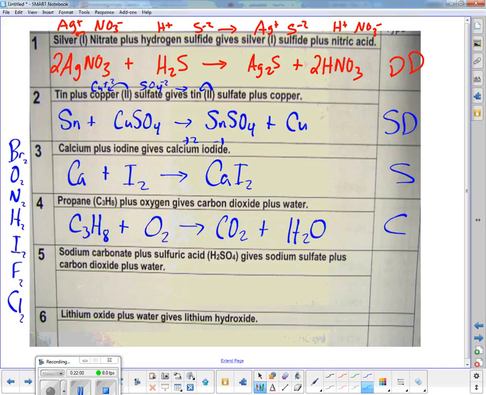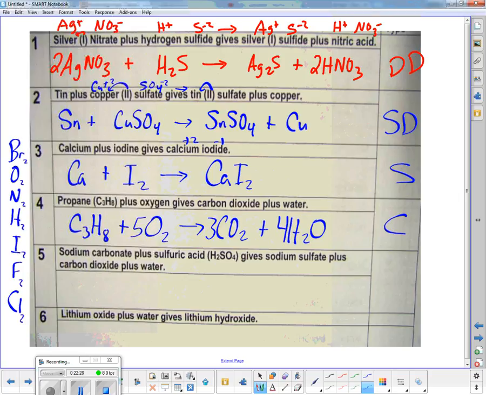We have 3 carbons on the left, 1 carbon on the right, put a 3. We have 8 hydrogens on the left, only 2 on the right, so we put a 4. We have 2 oxygens on the left. We have 3 times 2, which is 6 oxygens, plus another 4, which would give us 10. So I can just put a 5 in front of this one. I don't have to use the half.